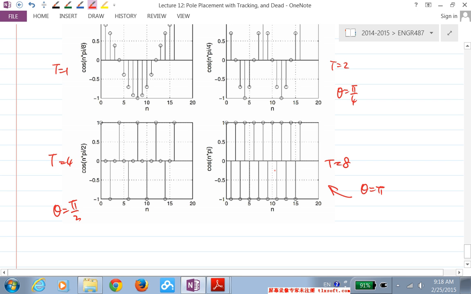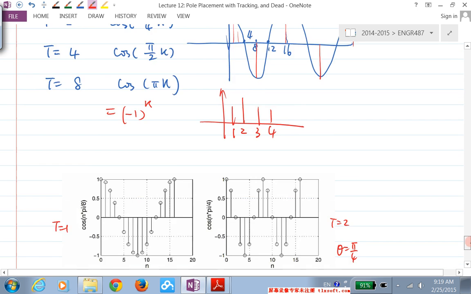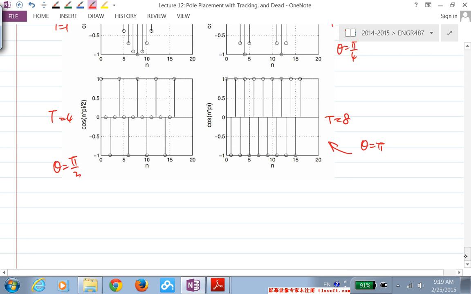Having said that, in a discrete domain the frequency is so different now. In the time domain, I can increase omega n to get faster angular frequencies. But in a discrete domain, when you're talking about samples, natural frequency of samples, the fastest you can go is what? Theta equal to pi, or theta equal to negative pi.